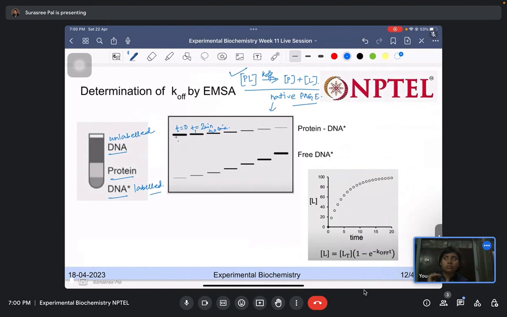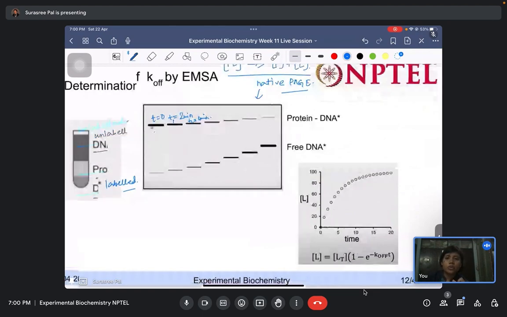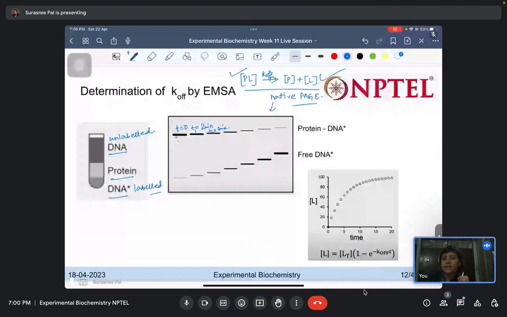This requires a considerable amount of expertise, because the samples have to be loaded in the gel while the gel is running. And why is it done? Because with time, what will happen? More and more labeled DNA will be freed because this reaction becomes almost irreversible, right? So more and more DNA will be freed up.